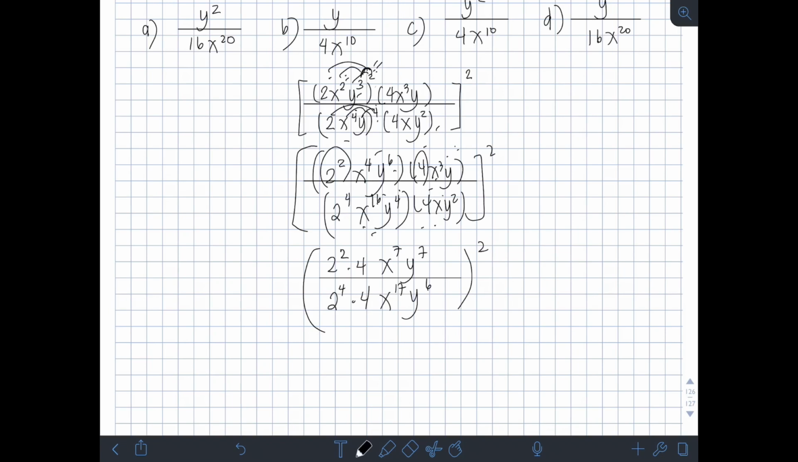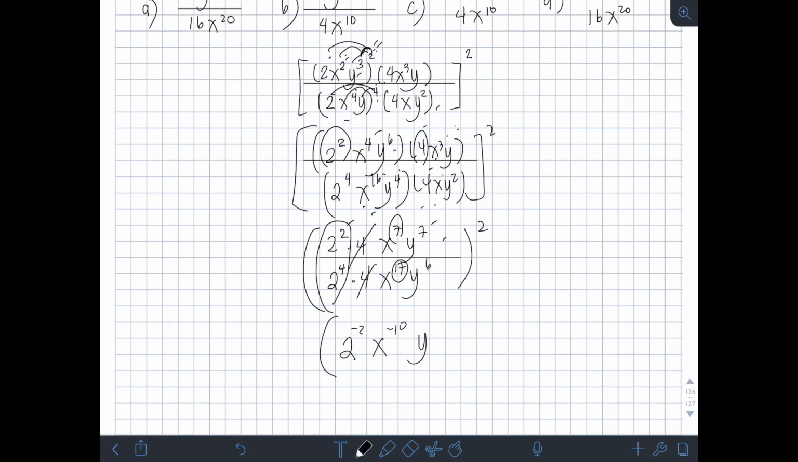Ngayon, divide na natin. Ibig sabihin, kapag may same base, pwede tayo mag-subtract ng exponent. So, dito muna sa 2 squared over 2 to the 4th. So, copy the same base. Subtract yung exponent ng numerator na 2 minus exponent ng 2 sa denominator na 4. So, ilan yan? 2 raised to 2 minus 4 or negative 2. Etong 4, cancel lang. Then sa x, subtract natin tong 7 minus 17. Ilan yan? Negative 10. Then sa y, subtract din natin 7 minus 6.